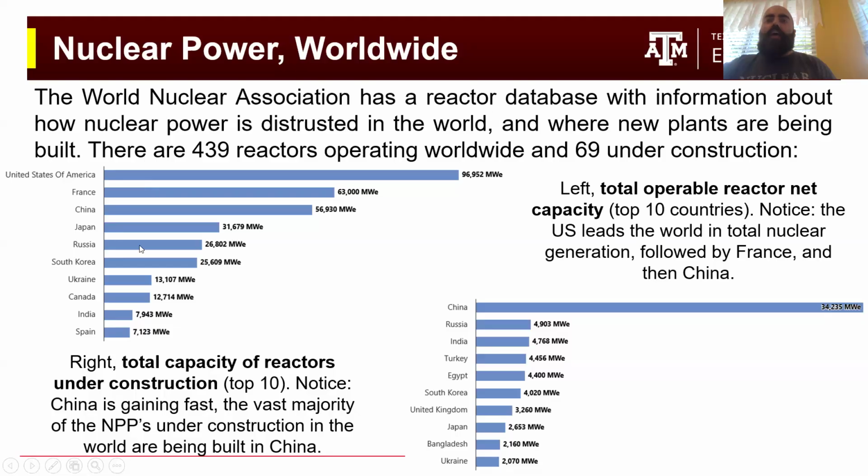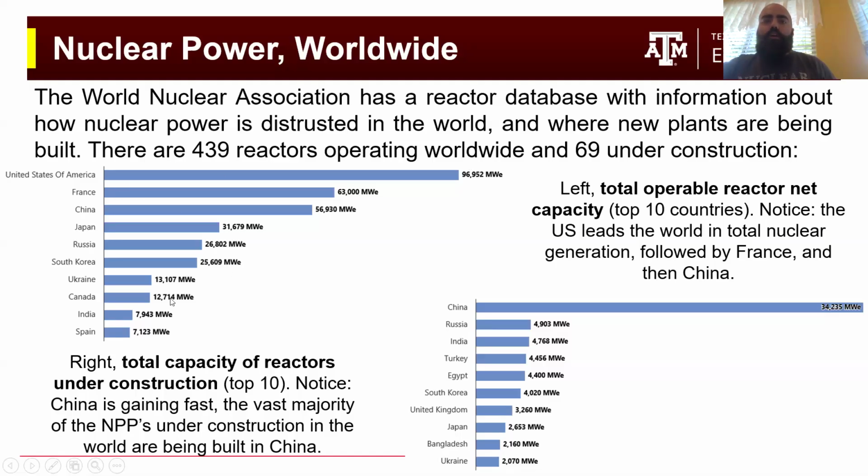As of now, there are 439 reactors operating worldwide, and there are 69 under construction. Technically, this might have changed a little bit because I haven't updated these slides since last summer. These should be relatively accurate numbers, but they might have changed over the last year. There might be fewer under construction if they got finished, or more if new plants got started.